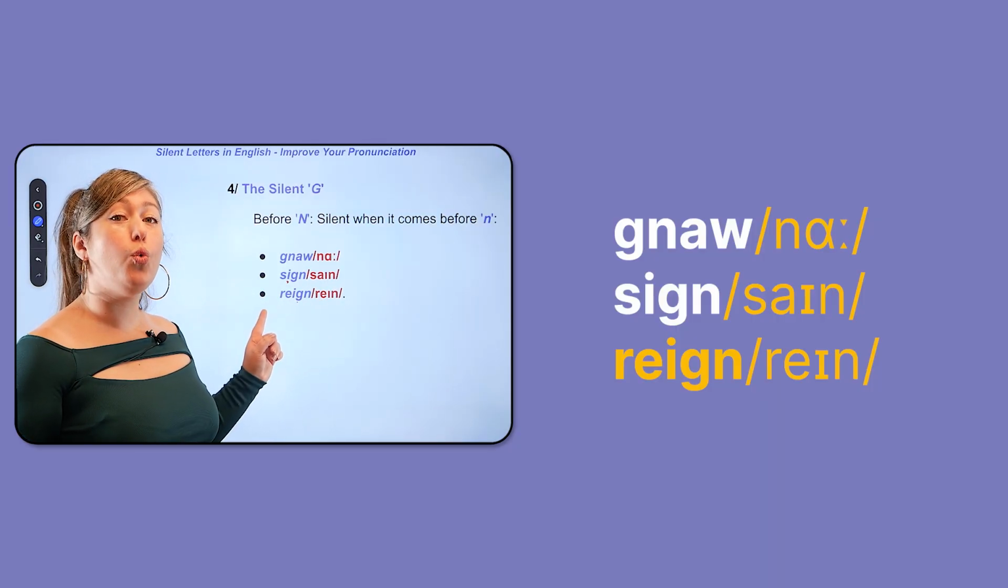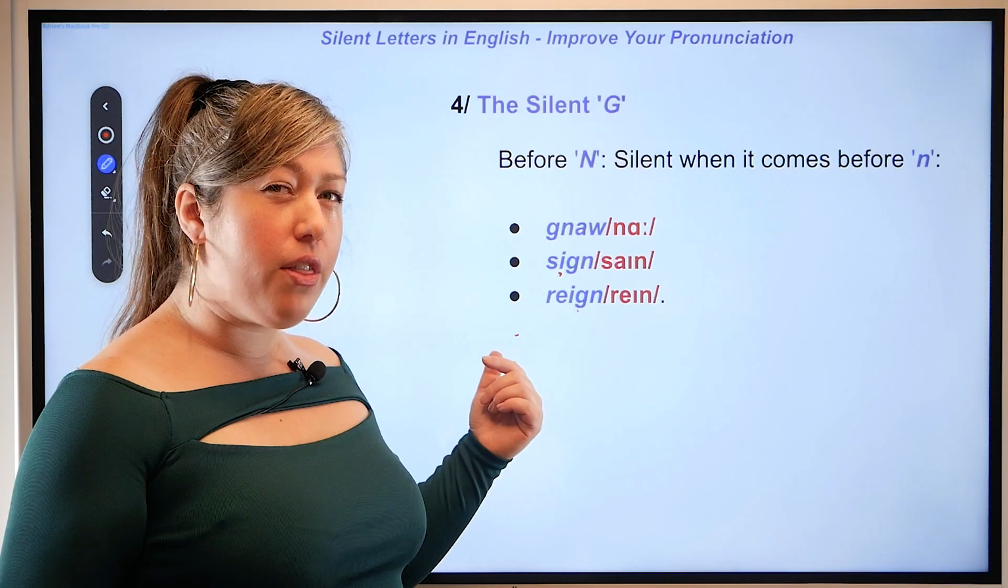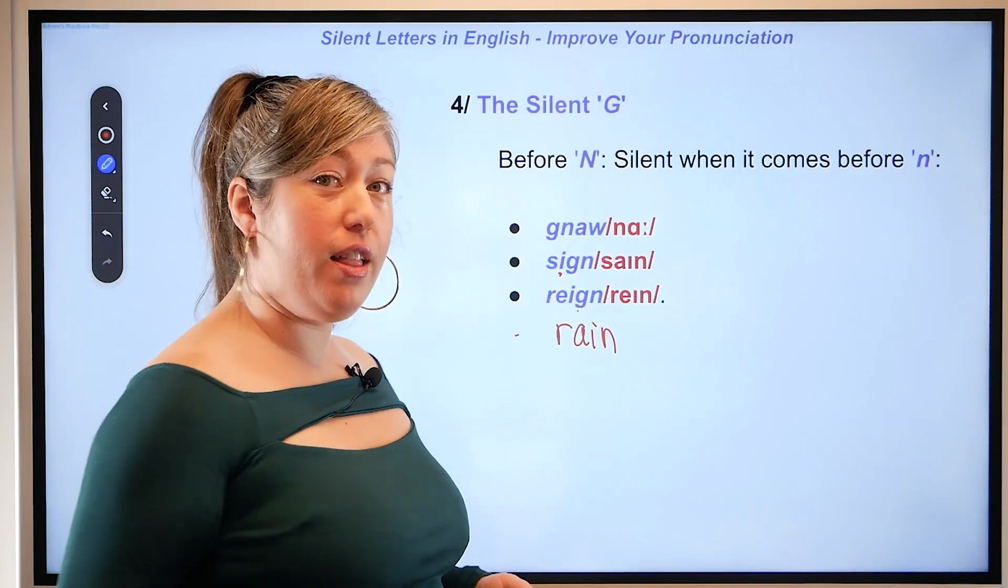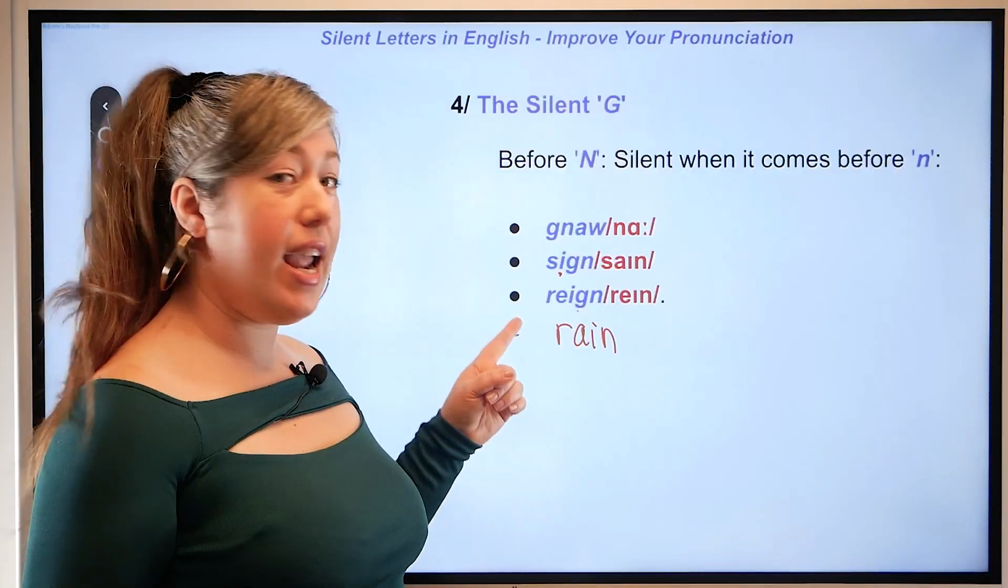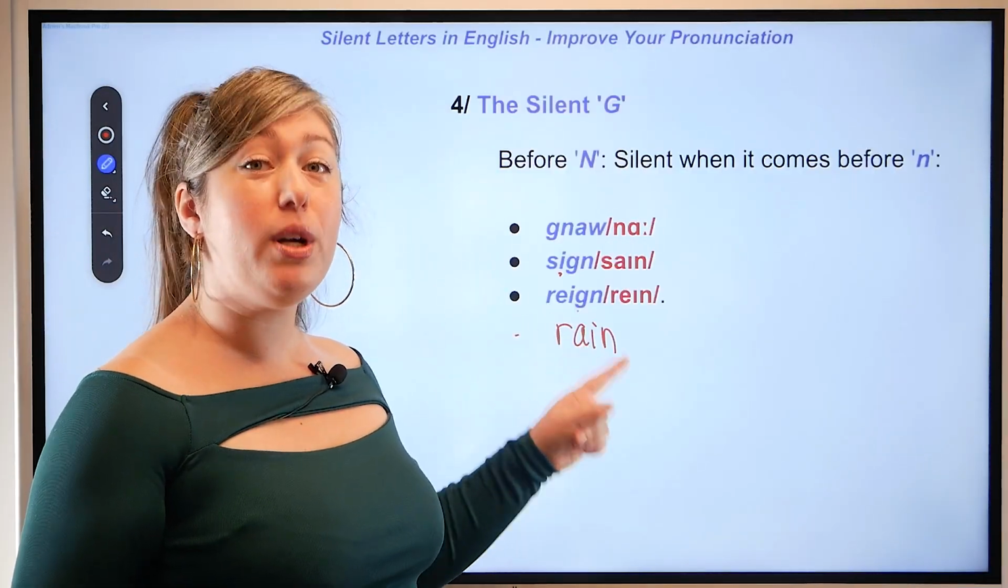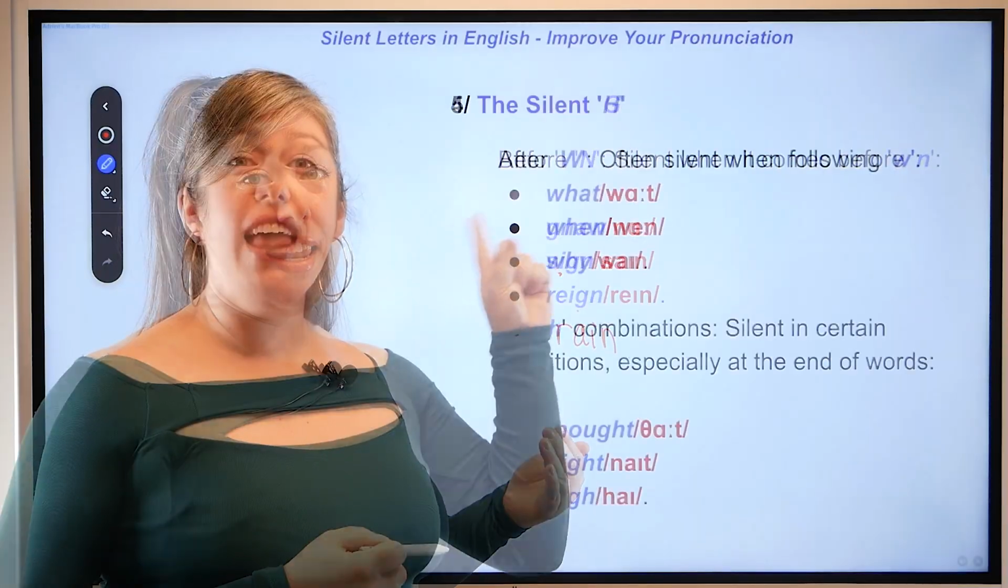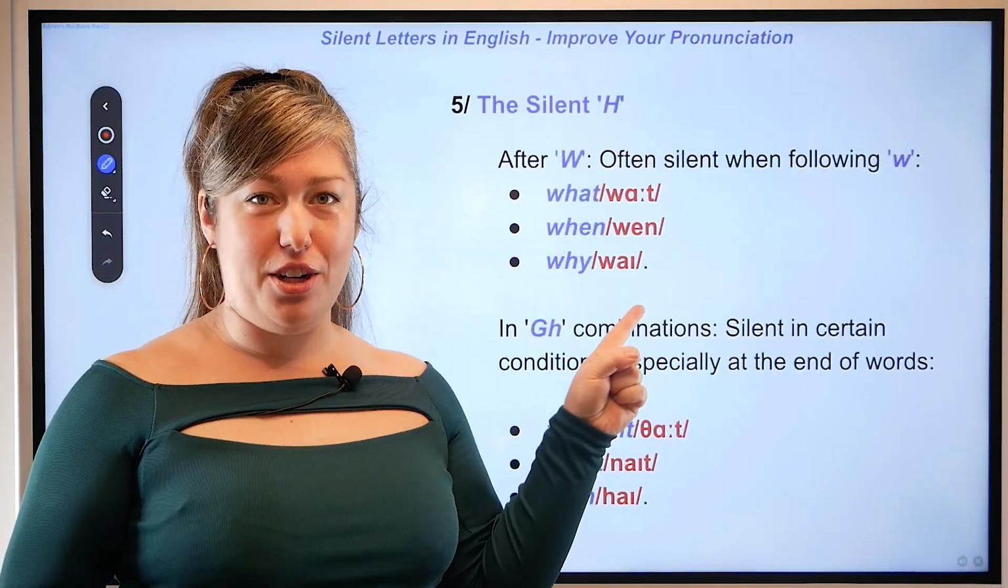And this one, again, we have G before the N, so the G is silent. Reign, rain. You might know another word which sounds the same. When there's water falling from the sky, rain and reign, same sound. So remember, silent G is before the letter N.